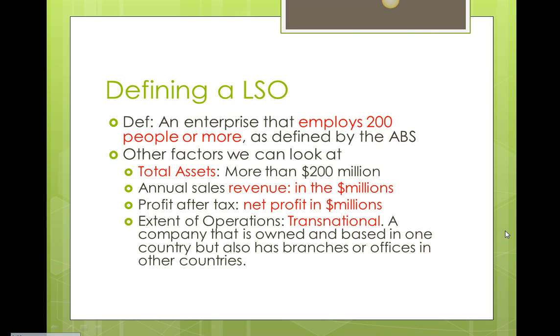There's a couple of other factors that we can use to determine whether a business is a large-scale organisation or not. First of all, total assets more than $200 million, annual sales or revenue in the millions, net profit in the millions, even though sometimes they can lose millions of dollars. And the extent of operations is transnational, or another word which is the same you might hear is multinational. That means that the company is owned and based in one country, but it operates in other countries also. So they're the main factors. The key is that it is operating on a large scale.